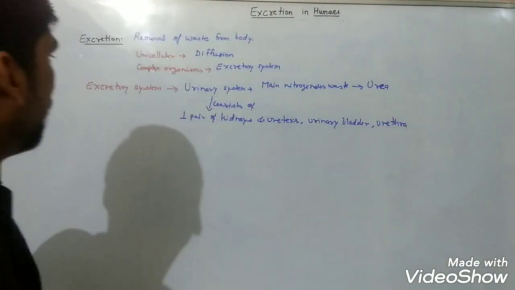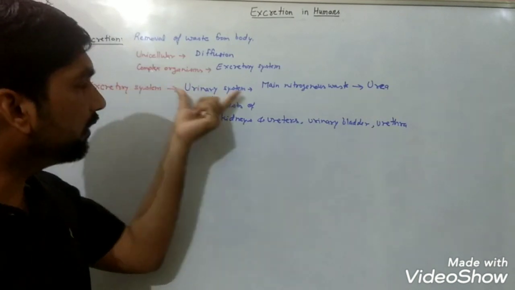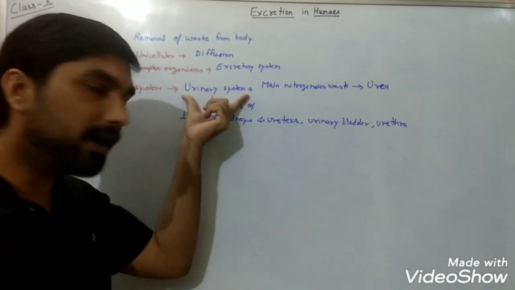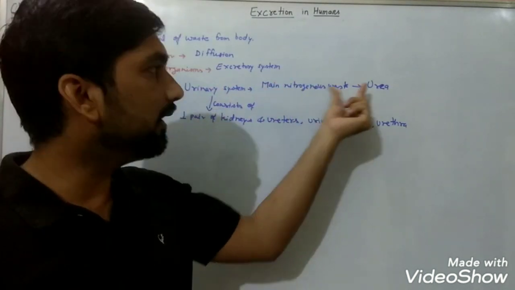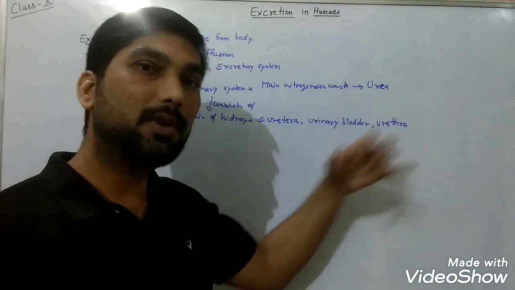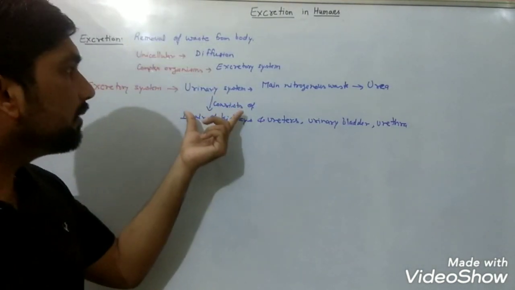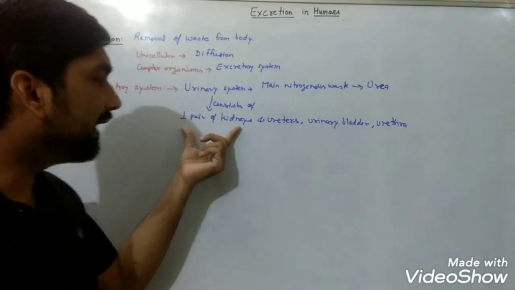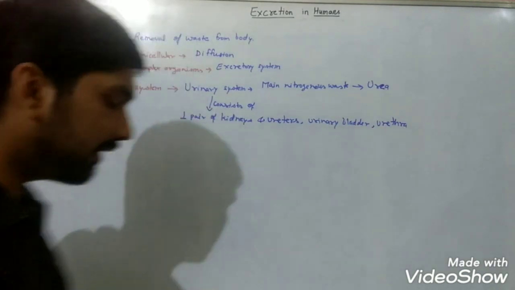So the excretory system in human beings is also known as urinary system. Why? Because we release the principal nitrogenous waste, that is urea, and this urea is released in the form of urine. The system consists of one pair of kidneys, ureters, urinary bladder and urethra.